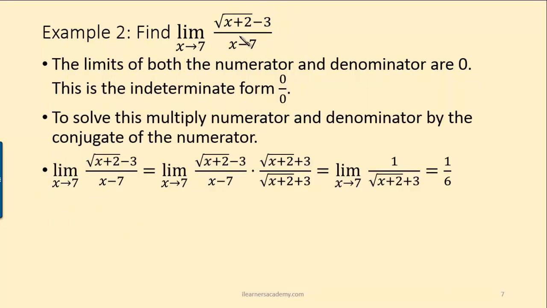It should be fairly easy for you to see that as x approaches 7, the numerator approaches 0 and the denominator approaches 0. So how do we tackle problems like this? We multiply both the numerator and the denominator by the conjugate of this expression here. So why do we do this? Well, because this product now of a difference and a sum is the equivalent of the difference of the square of this and the square of this.